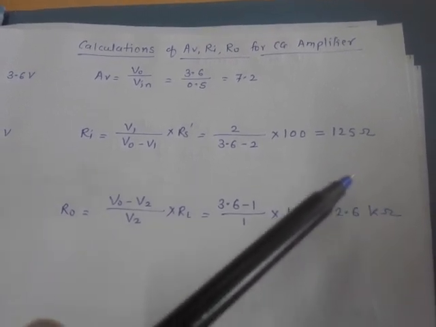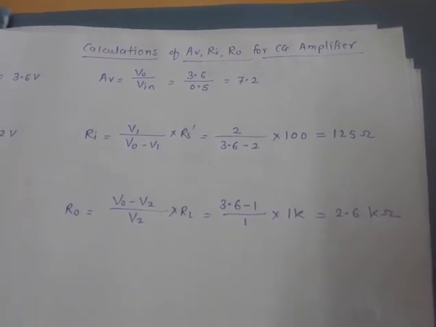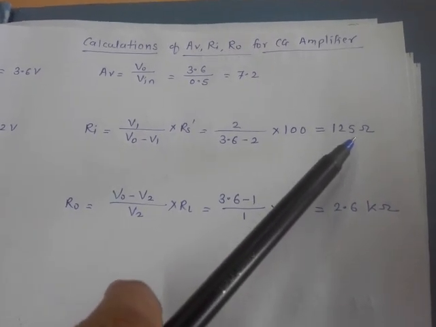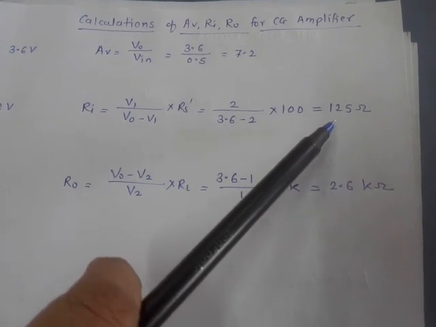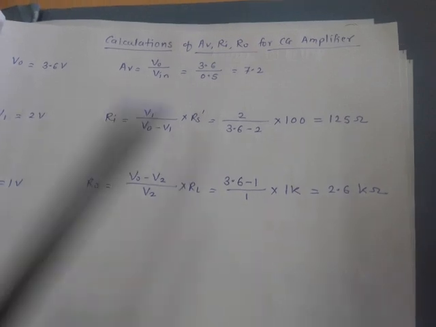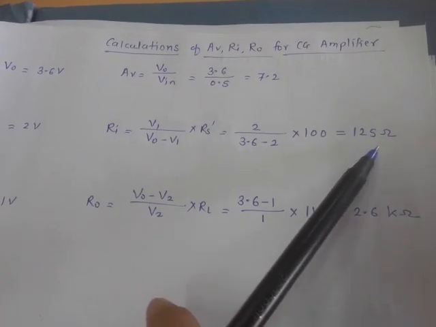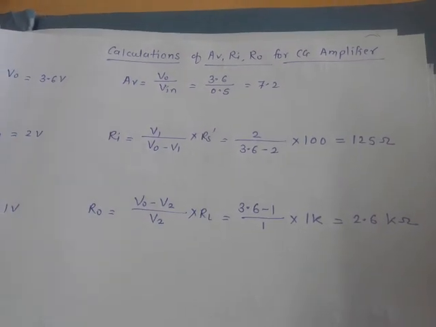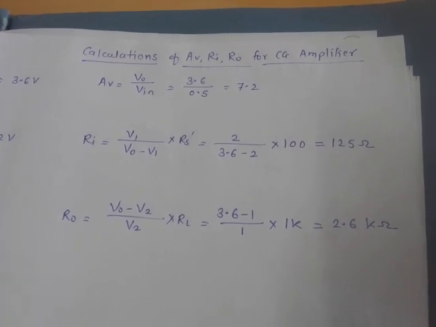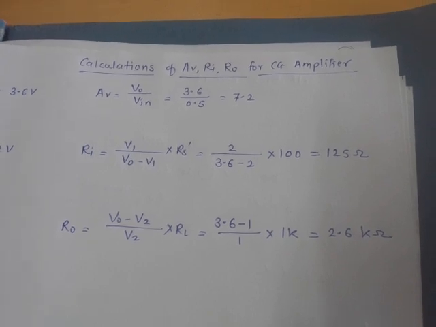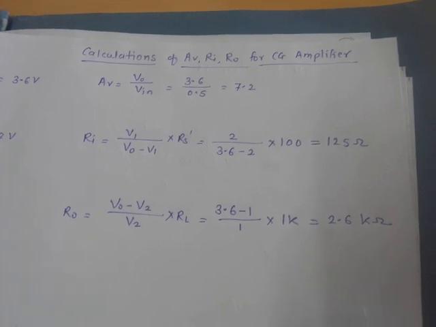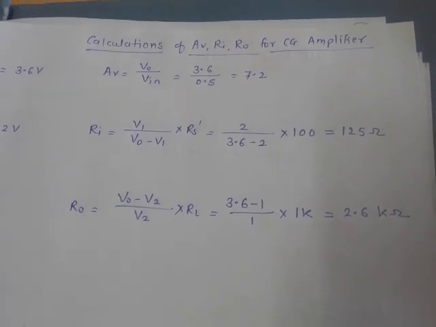So if you compare CS, CG and CD amplifiers, we get for the CG configuration the lowest input impedance. So in this case the lowest input impedance we got is for CG and its value is 125 ohm. Similarly, if you do calculations for the CD amplifier, you will observe that for the CD amplifier we get the lowest value of output impedance, and that is also approximately between 100 to 200 ohm.